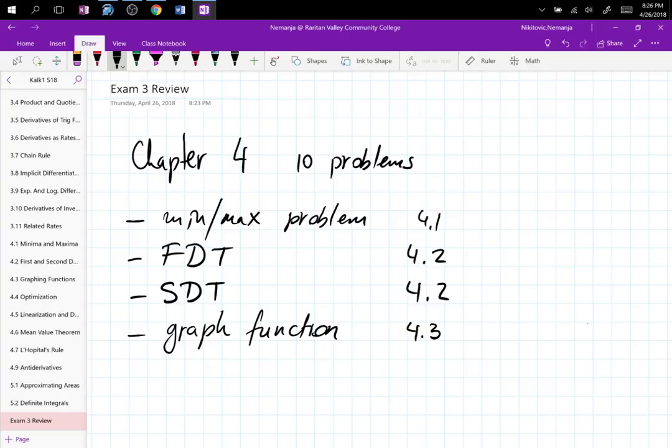4.4, optimization problems, that's the word problem. You know that you are supposed to create 2 equations, objective and constraint, plug one equation into another to eliminate the variable, differentiate, which will give you 0, and then solve the resulting equation. You're done.